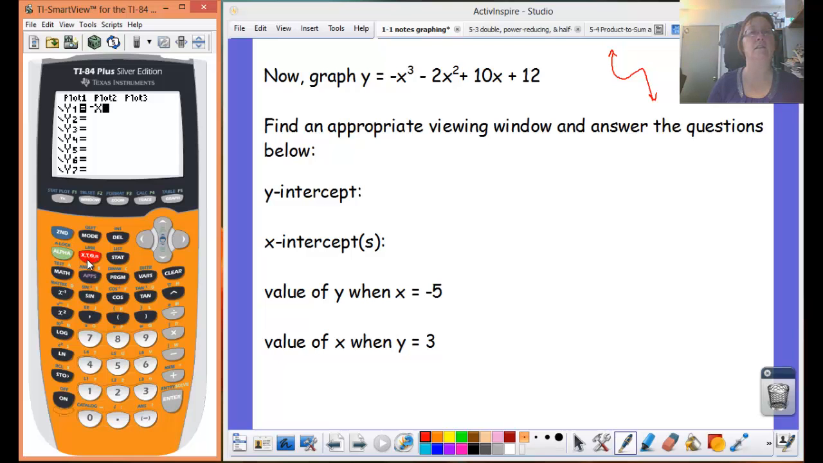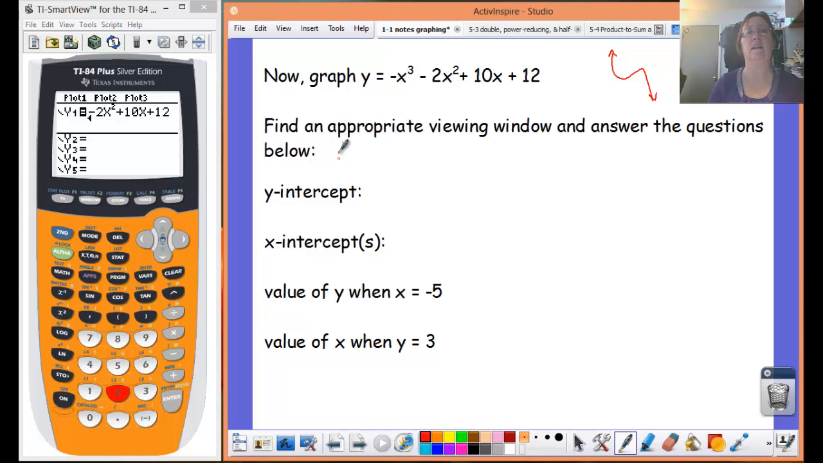Negative, and x is right next to alpha, negative x cubed, so the caret key is the raised 2 key, and we want to be to the third power, minus 2x squared plus 10x plus 12. And it says find an appropriate viewing window and answer the questions that are here. Well, if you're not sure where to start, use negative 10 to 10 in both directions.